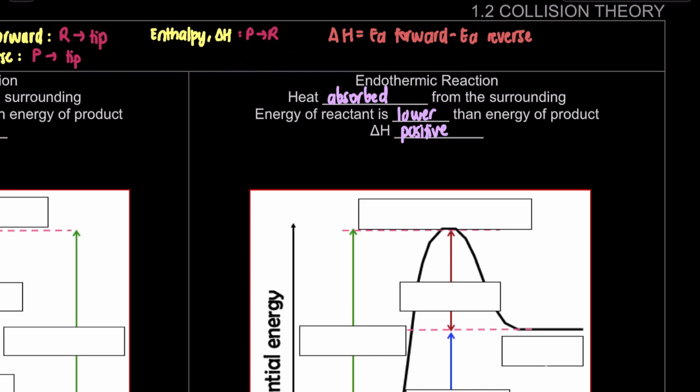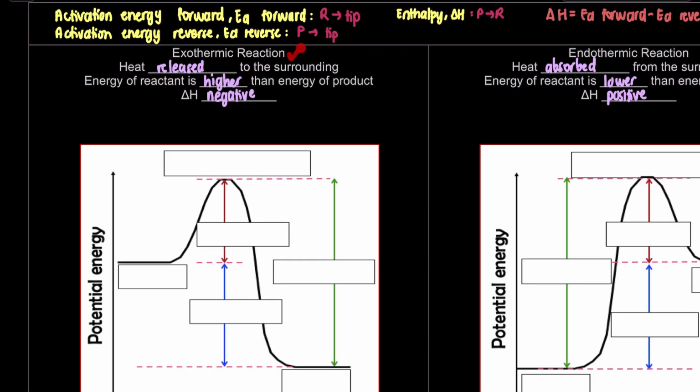But for 1.2 here, actually we could also use delta H is equal to EA forward minus EA reverse. Okay, so that is the terms, the calculation and how to label it. So now let's label the energy profile diagram. Okay, again for the exothermic reaction, since energy of reactant is higher than the energy of product, so when we draw the hill here, ataupun kita lukis kita punya bukit, kan?